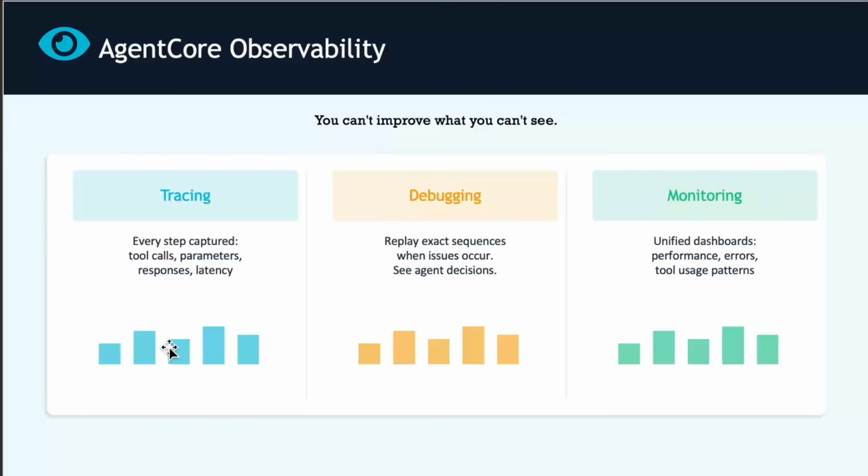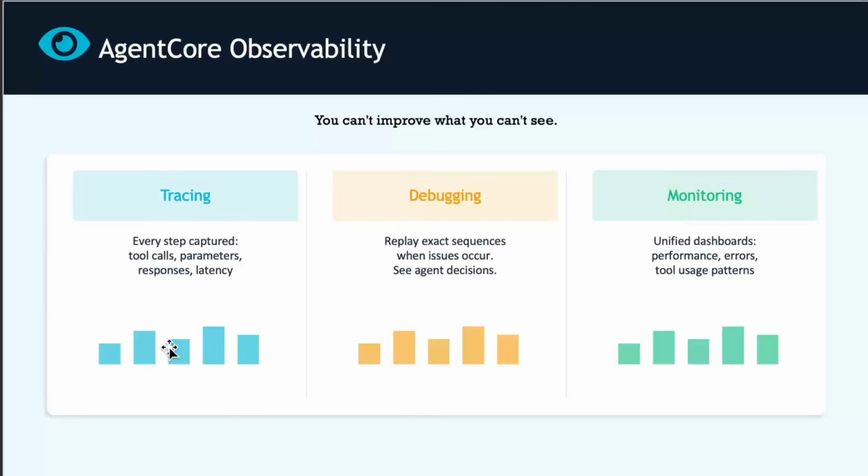Next is AgentCore Observability. You can't improve what you can't see. In production, your agent handles hundreds of conversations simultaneously. How do you know it's performing well? How do you debug when someone says your bot gave me wrong information? This is solved using AgentCore Observability.